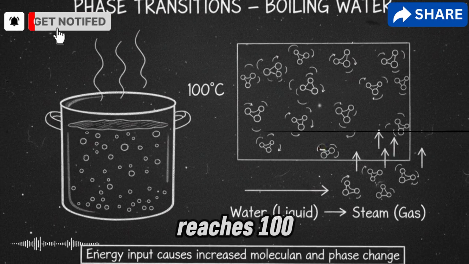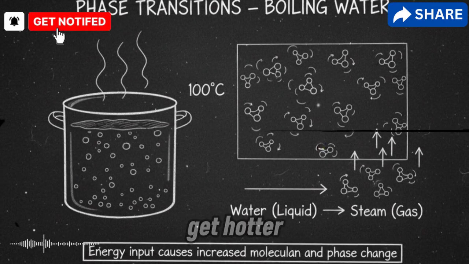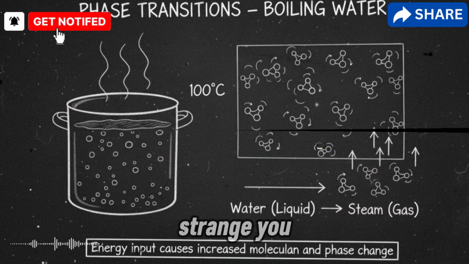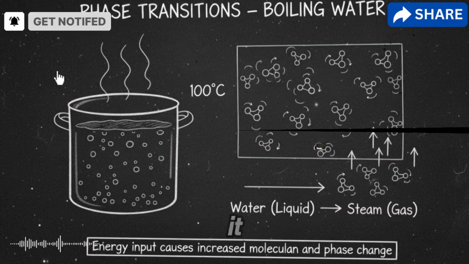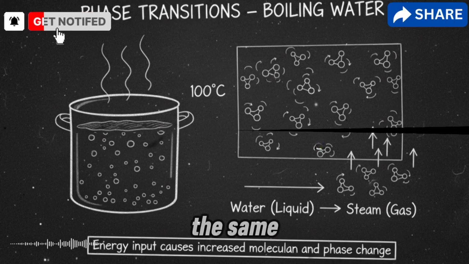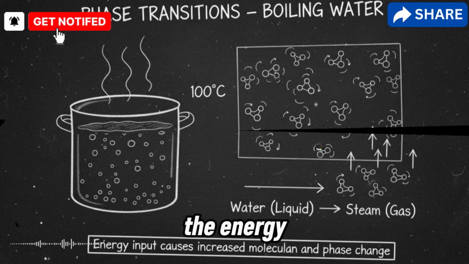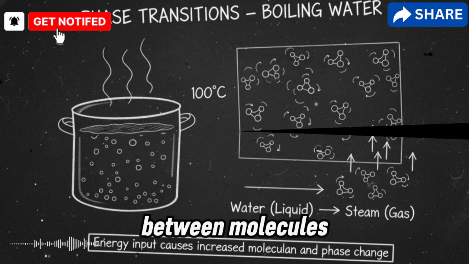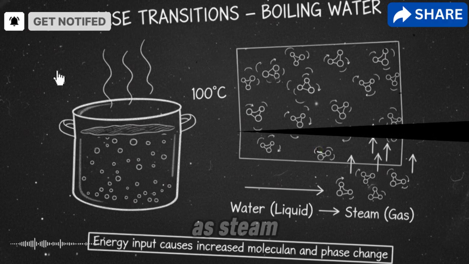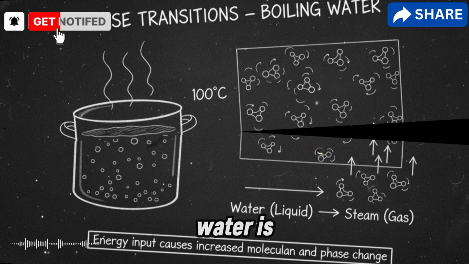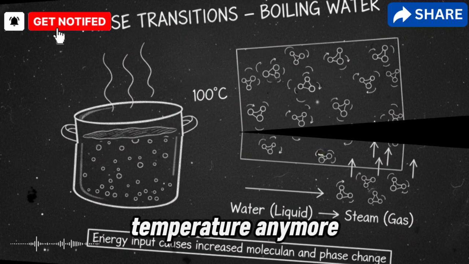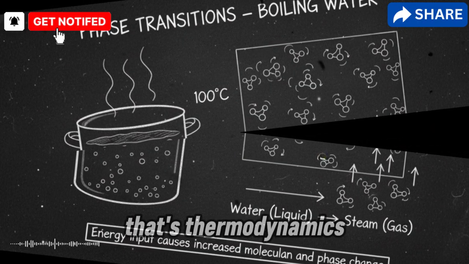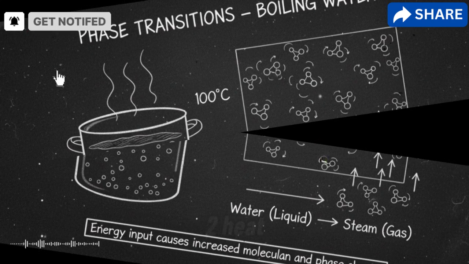But here's a curious thing. Once water reaches 100 degrees C, it doesn't get hotter, even if you keep heating it. Isn't that strange? You keep pumping energy into it, but the temperature stays the same. Where does the energy go? It goes into breaking the bonds between molecules, allowing them to escape as steam. So boiling water is not about increasing temperature anymore. It's about changing the state of matter. That's thermodynamics at work.